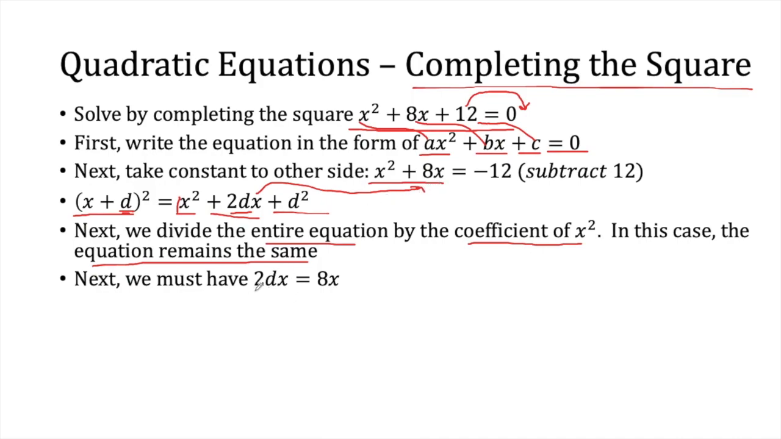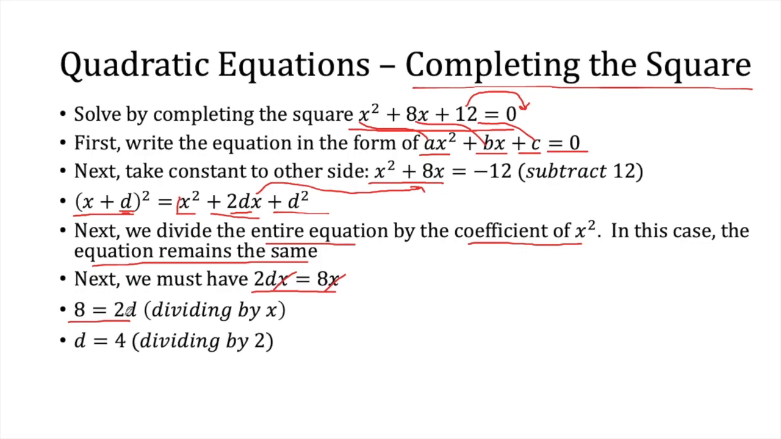This means that we must have 2dx equal to 8x, and now you will see that we have two variables and one equation, and you may wonder how we're going to solve this equation. You must note that both sides of the equation have x, which means that we can simply cancel them out and get a single variable equation with 8 equal to 2 times d. Now this is quite solvable, since we have to isolate d, and we will do that by just dividing by 2 on both sides and getting d to be equal to 4.